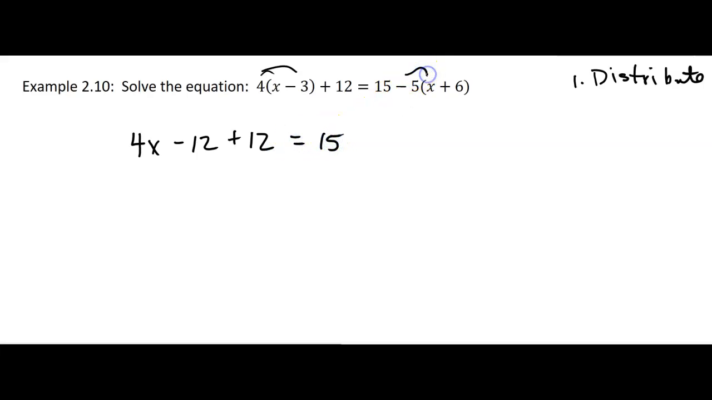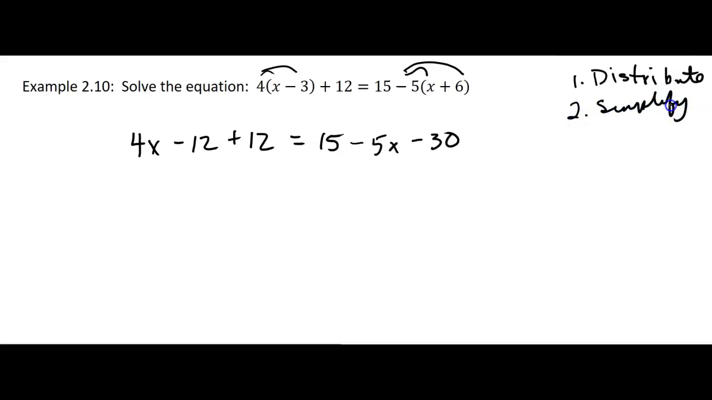Now, I have to distribute a negative 5. That's tricky, so a lot of times people forget that's a negative 5, but it's negative because of the minus sign. So negative 5x, or minus 5x, and then it's going to be minus 30. Okay? All right. The next thing a lot of times we do is simplify.